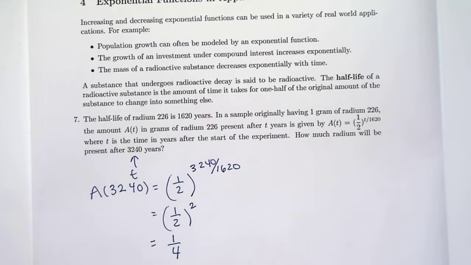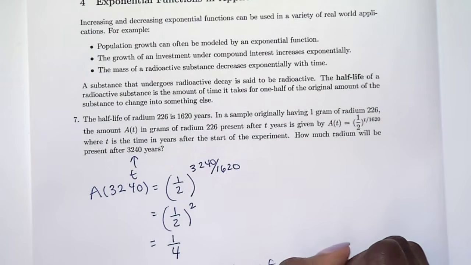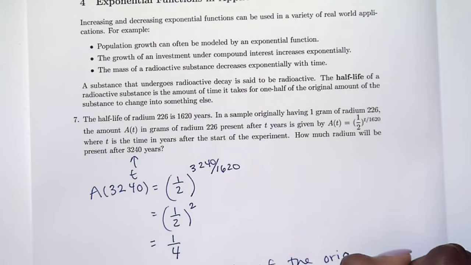All right, so what does this mean? It means that after 3,240 years, 1/4 of the original amount remains.